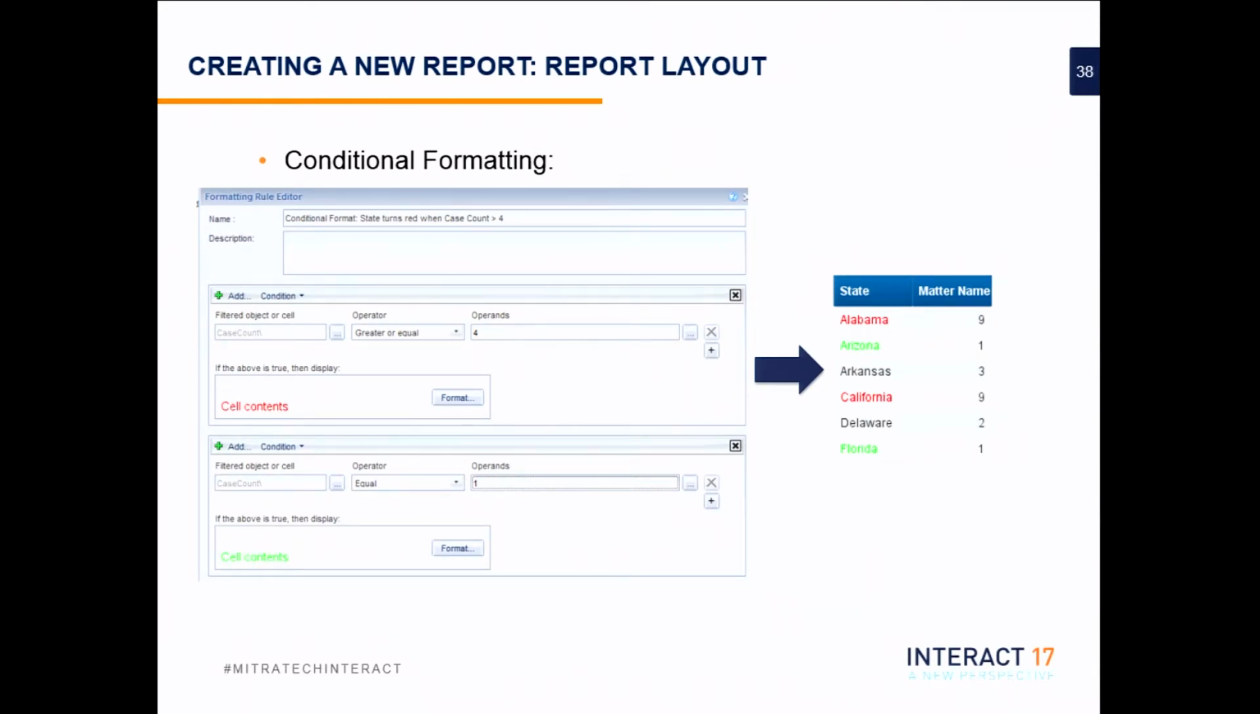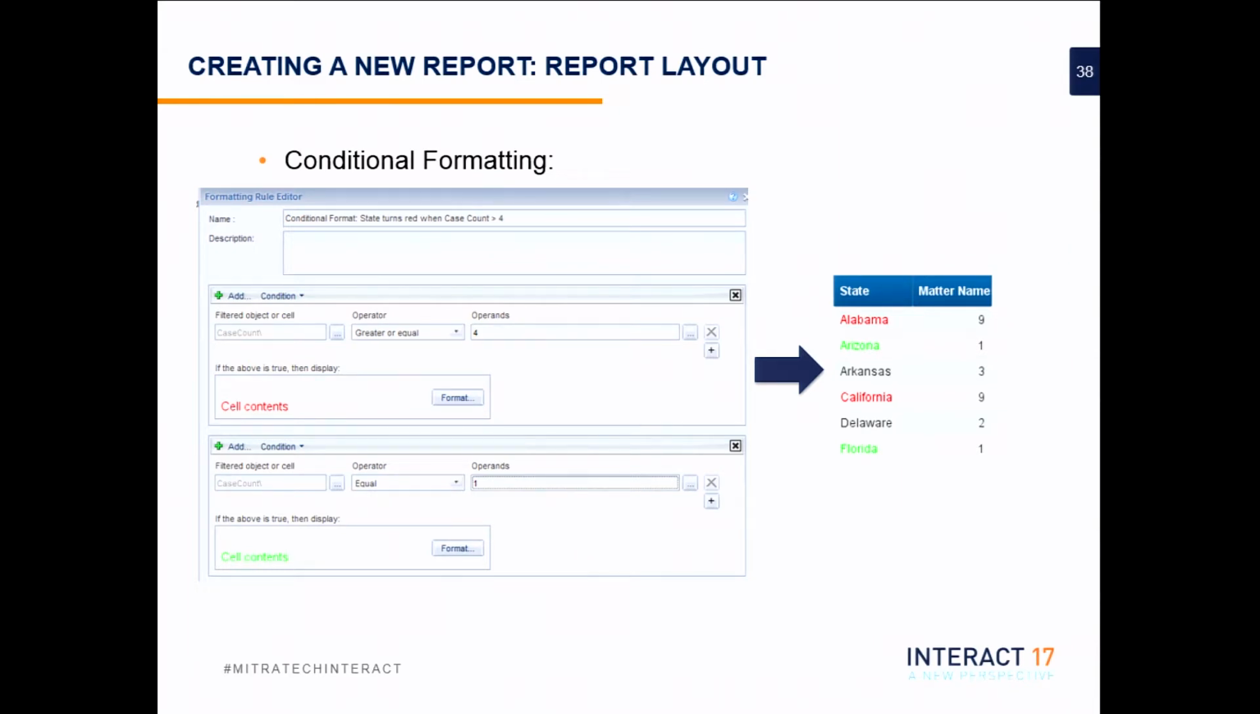Conditional formatting is now available. This is also something that was not available until this version. So if we wanted to create rules that would conditionally format text based on some numeric value, in this case, any state where there is more than 4 matters, I've flagged in red, and anything that has only 1 matter, I've flagged in green.